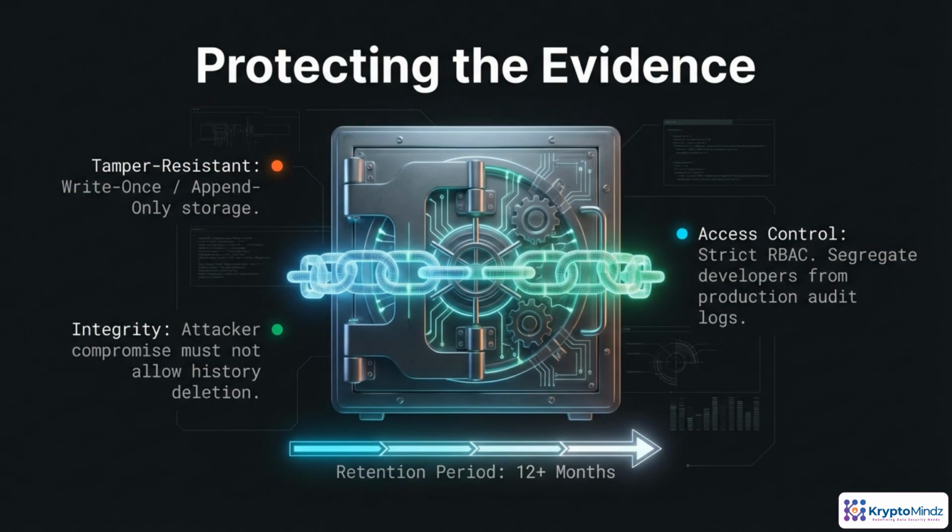Once evidence exists, regulators increasingly expect that nobody can quietly rewrite it. That calls for tamper-resistant, write-once or append-only storage, plus strong integrity checks, so an attacker can't delete or alter history. Combine that with strict role-based access control and long retention, typically at least 12 months.